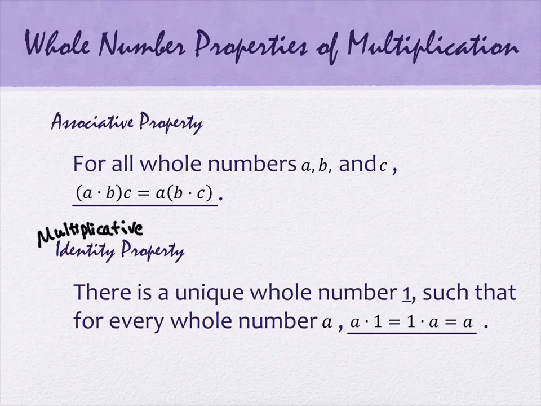So anytime you specify that you're using an identity property, you really need to tell me which of the two you're using. Are you using the additive one or are you using the multiplication one?